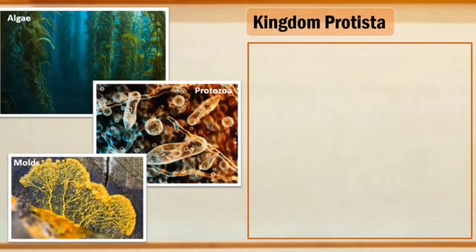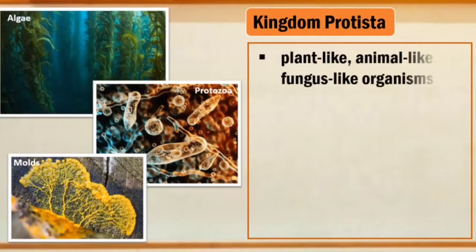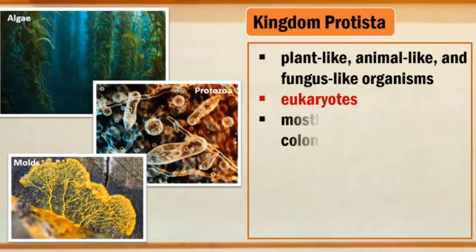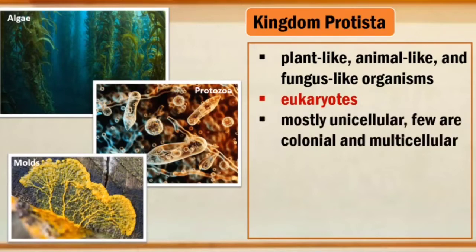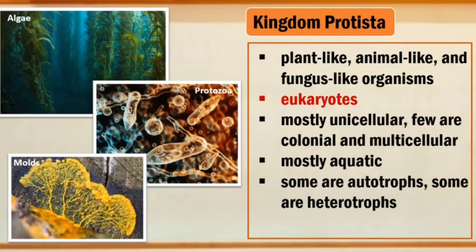The third is kingdom Protista. These are plant-like, animal-like, and fungus-like organisms. They are eukaryotic or they possess a clearly defined nucleus. They are mostly unicellular, few are colonial, and multicellular. Most of them are aquatic, just like our identified example, the algae, which is an aquatic plant-like organism. Protists could be autotrophs or heterotrophs.